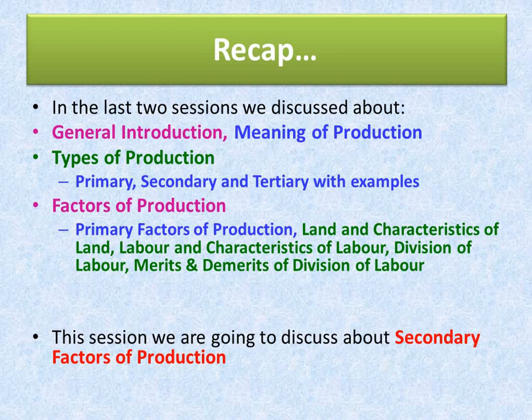Land is a free gift of nature. Land is fixed in supply. Land is imperishable. Land is a primary factor of production. Land is immovable. Land has some original indestructible powers. Land differs in fertility. The next important primary factor of production is the labor.